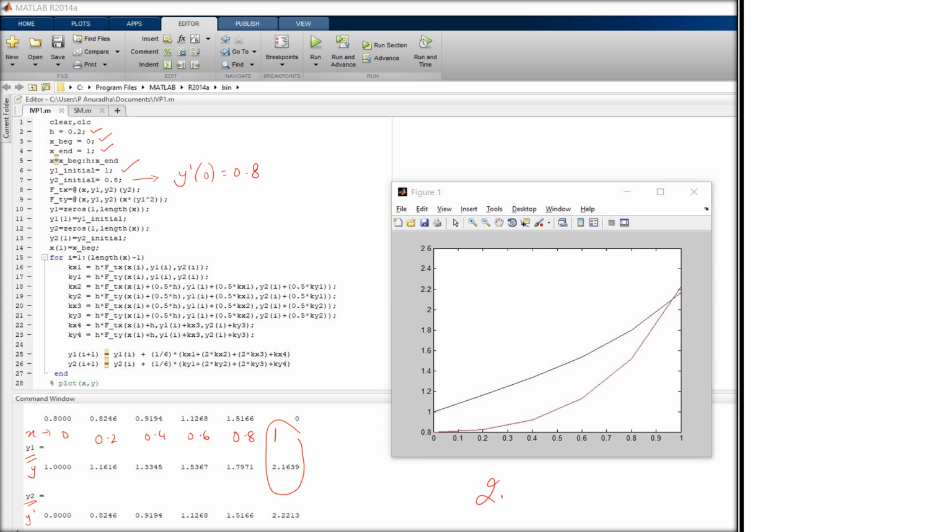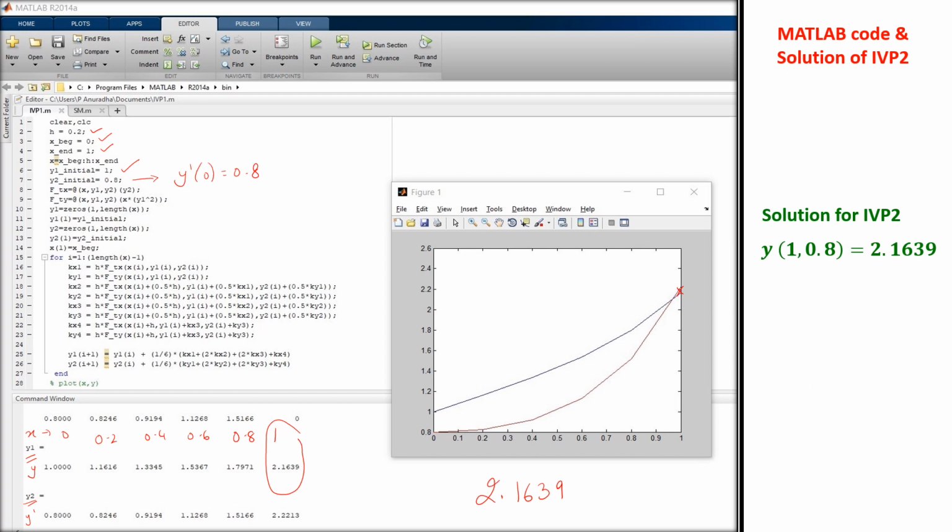So the value is 2.1639, as you can also see in the graph here. This is the MATLAB code for the IVP2, and now we have found the solution is 2.1639 by choosing the slope as 0.8. And again, if you see the difference from 2, it is nowhere in the permissible limit.